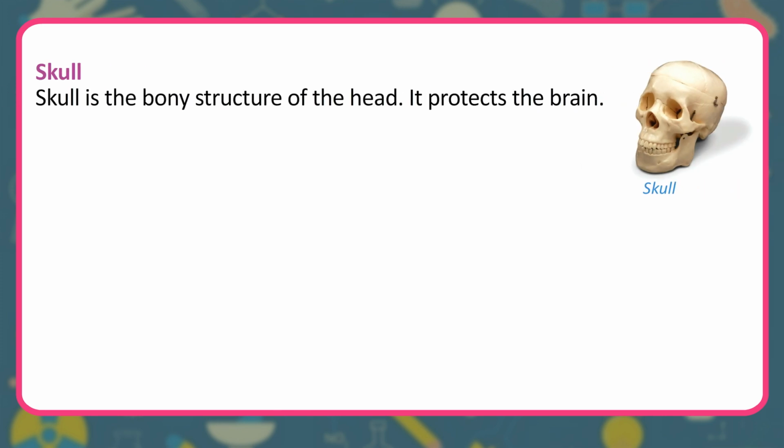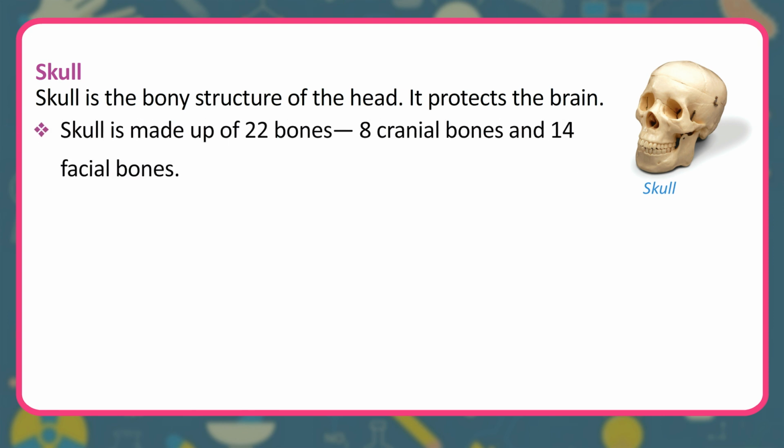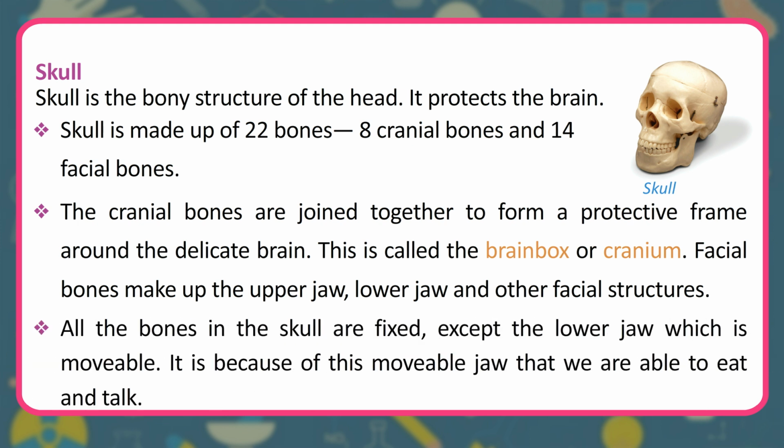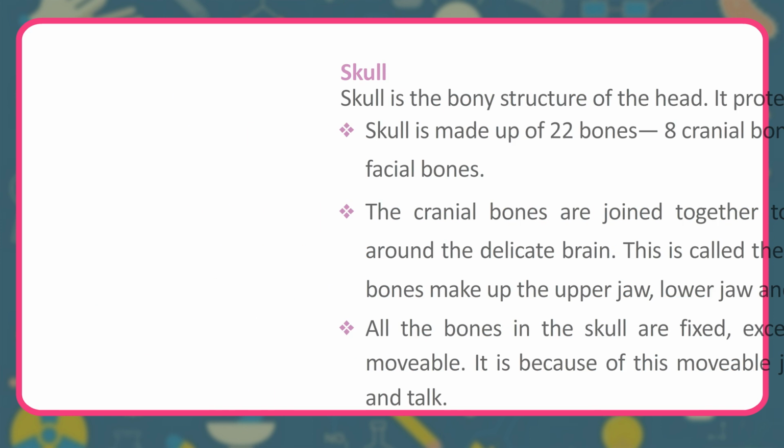Skull. Skull is the bony structure of the head. It protects the brain. Skull is made up of 22 bones, 8 cranial bones and 14 facial bones. The cranial bones are joined together to form a protective frame around the delicate brain. This is called the brain box or cranium. Facial bones make up the upper jaw, lower jaw and other facial structures. All the bones in the skull are fixed, except the lower jaw which is movable. It is because of this movable jaw that we are able to eat and talk.